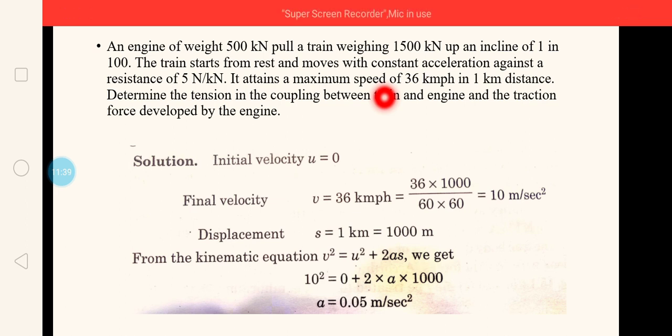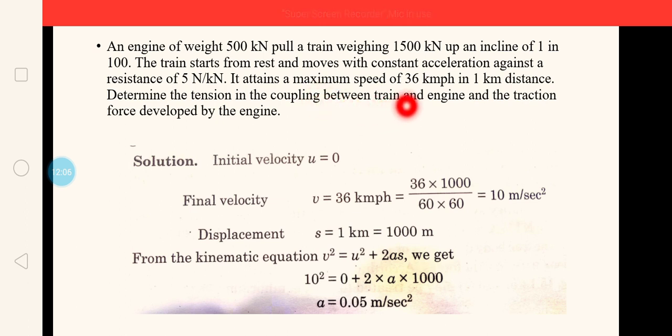It attains a maximum speed of 36 km per hour within a distance of 1 km. So s is equal to 1 km and final velocity is 36 km per hour. We have to convert that into meter per second. Initial velocity is equal to 0, final velocity v is equal to 36 km per hour. 36 into 1000 converts to meters, and to convert hour into seconds, 60 into 60, so you get 10 meter per second.